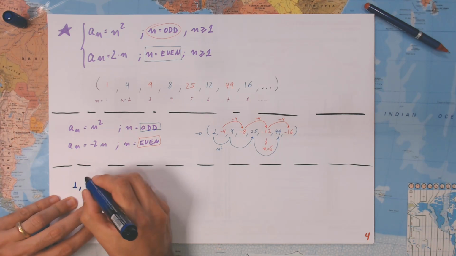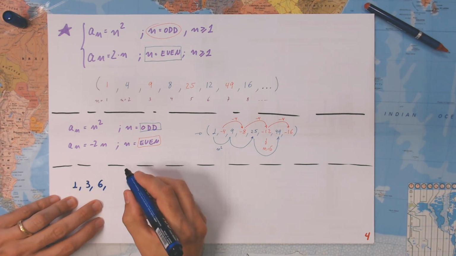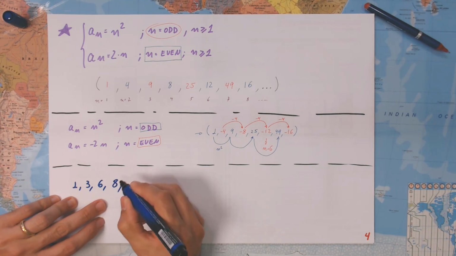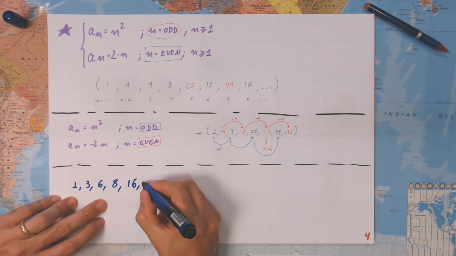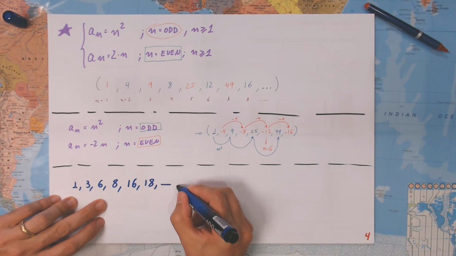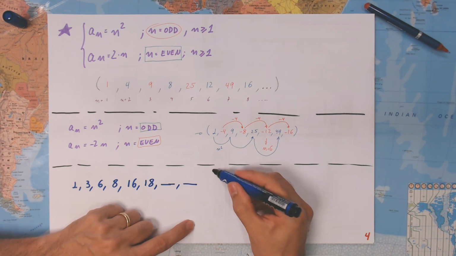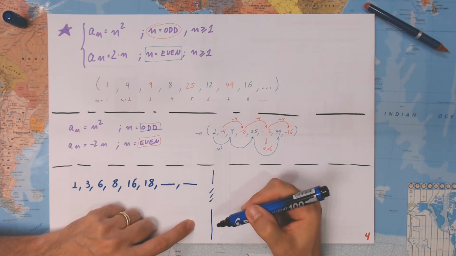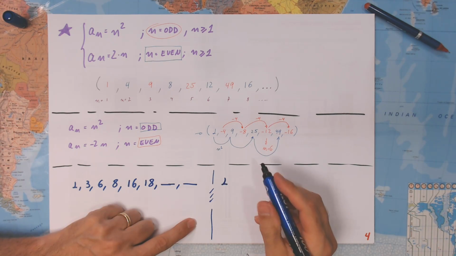1, 3, 6, 8, 16, 18. Now you complete in here and in here. This is one. I'm going to give you another one in here too. Think about those two in here.